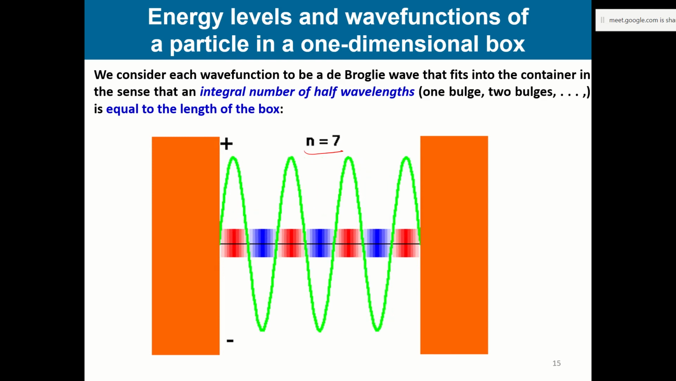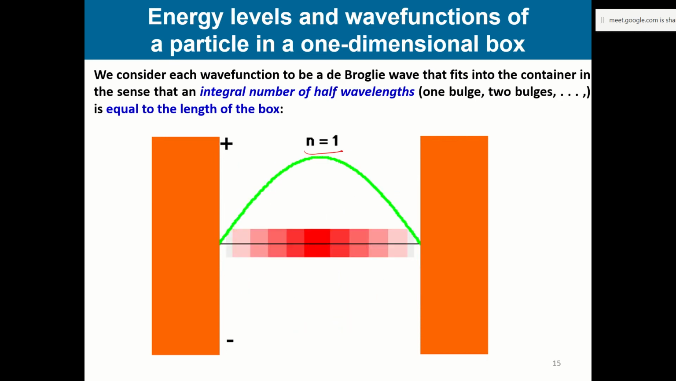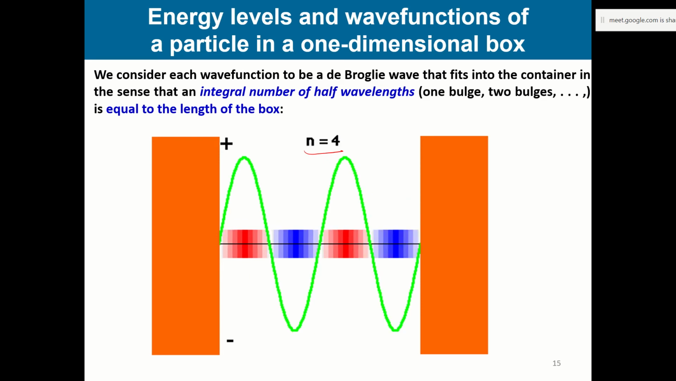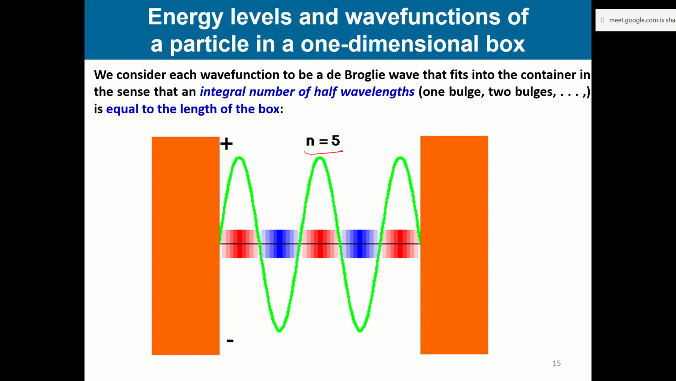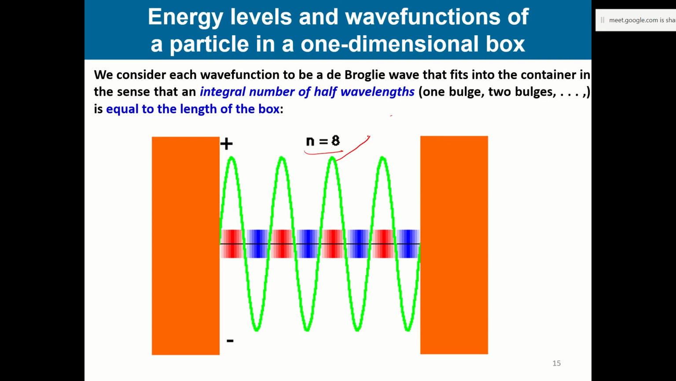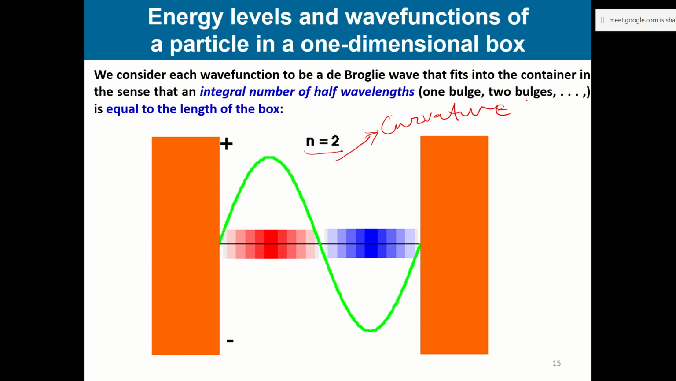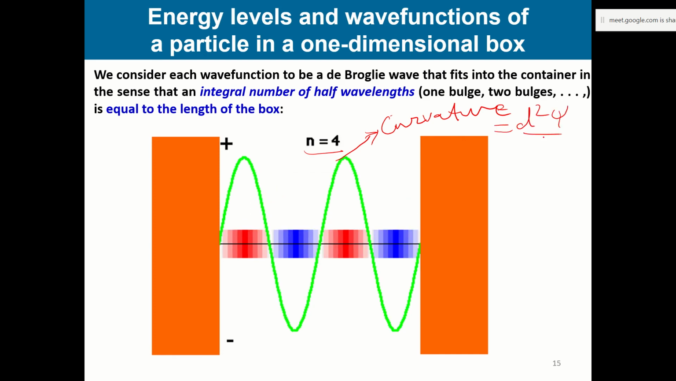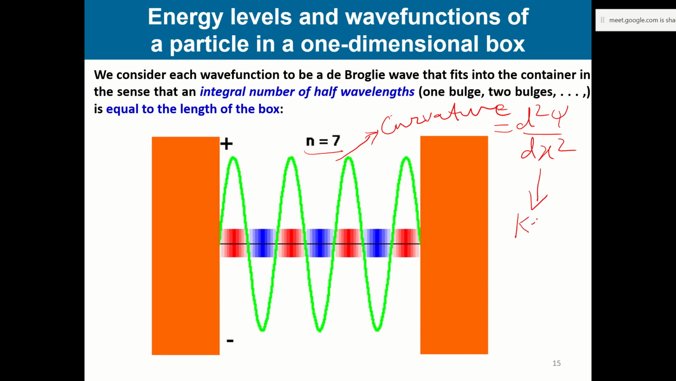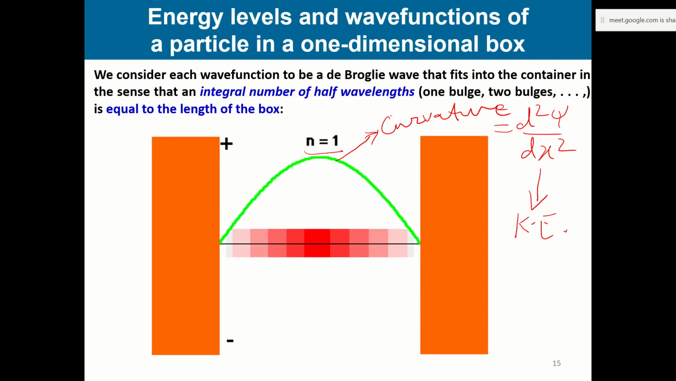So the function, when it tries to maintain the continuity, it bends sharply. Okay, and so the curvature is high, and that indicates the kinetic energy is also high, because it is a second derivative d2 psi by dx square, which is the curvature. So look at the curvature. This is related to kinetic energy. So as n increases, the curvature is higher, indicating high kinetic energy.